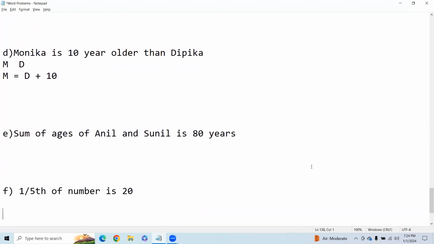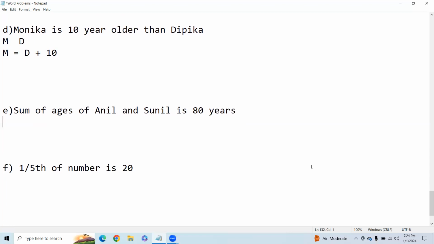Let's look at a couple more problems. Sum of the ages of Anil and Sunil is 80 years. Let's assume that Anil's age is A, Sunil's age is S. A plus S equal to 80. We are just trying to convert the question into equation. Once you are able to do that, most of the topics like problems on numbers, problems on ages, and many other topics where you need conversion of problem statement into equation become easier.